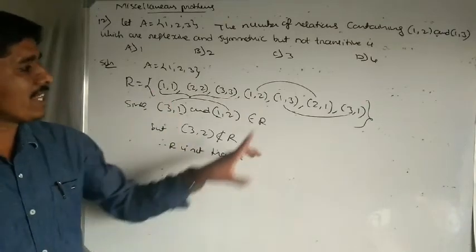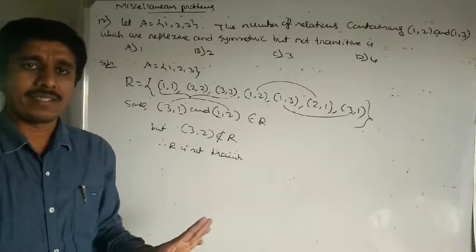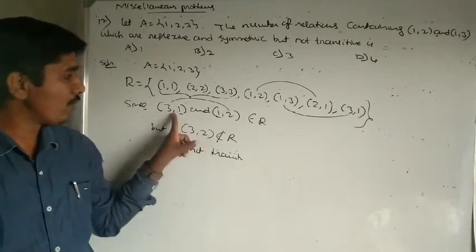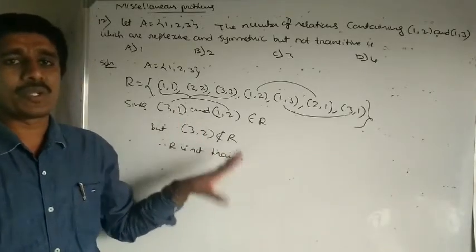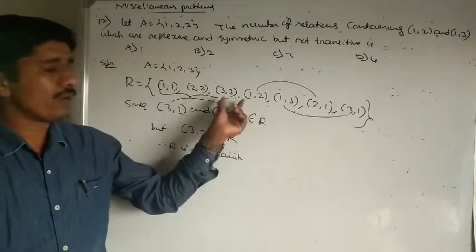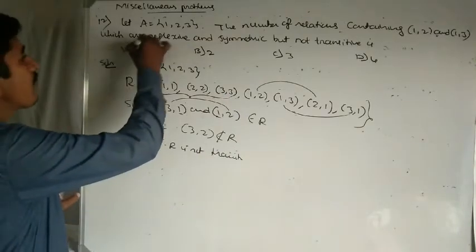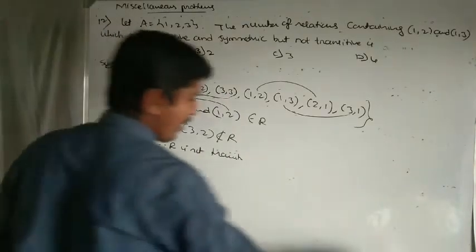How many relations are possible? Only one relation is possible. Another relation cannot be defined. If you include (3, 2) and (2, 3), it will be an equivalence relation. Therefore only one relation is possible. Therefore clearly the number of relations is one. The option with one is the right option.